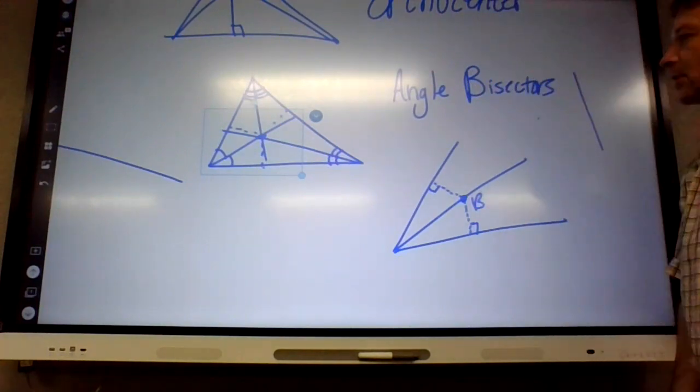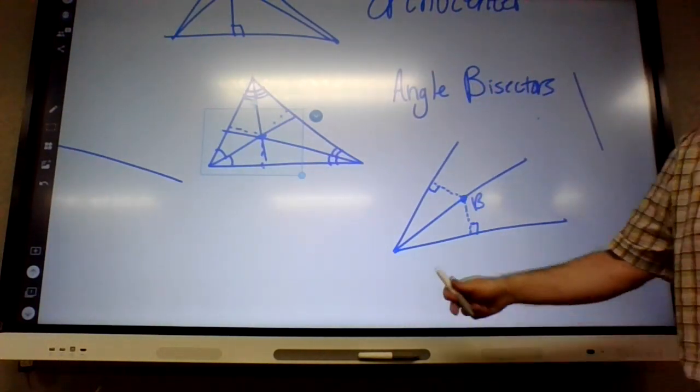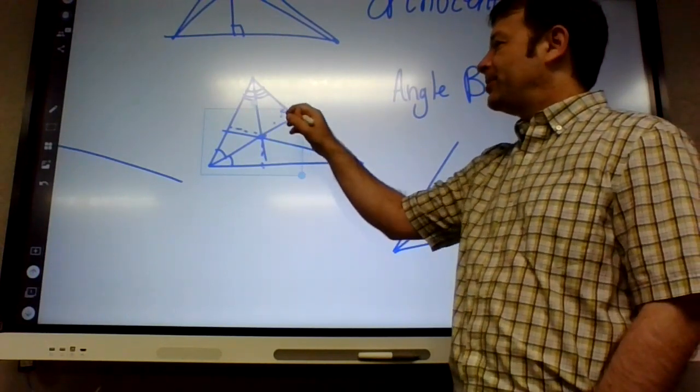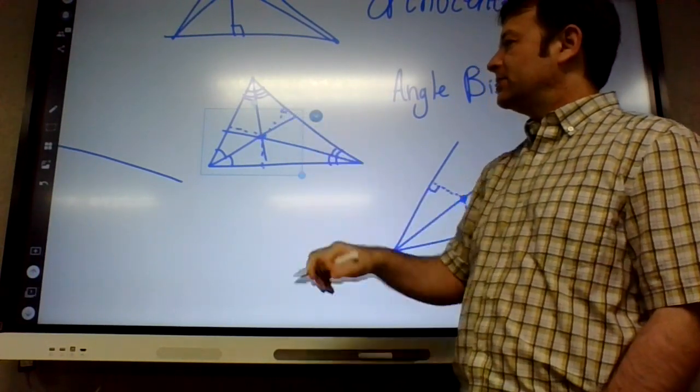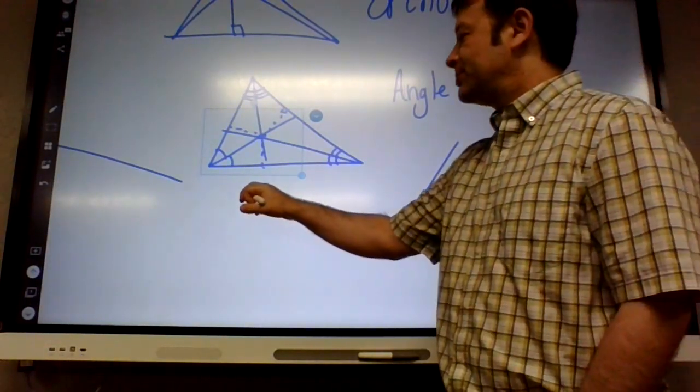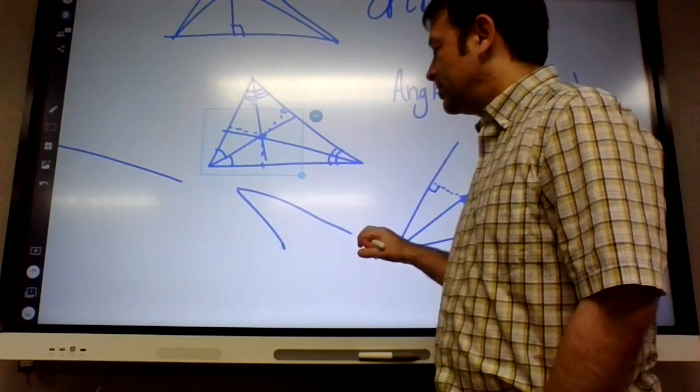Are you talking about the thick lines? No, it's close to the thick line, but this line's perpendicular. I see what you're saying, it's a little bit off. If you draw a different one, like an obtuse one, it'll be nowhere near the angle bisector.